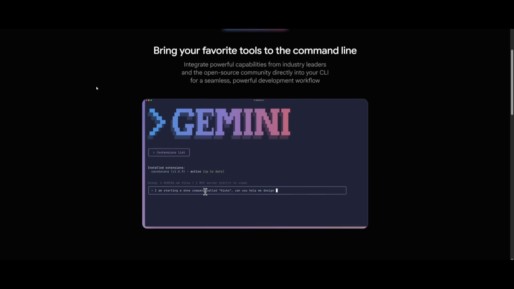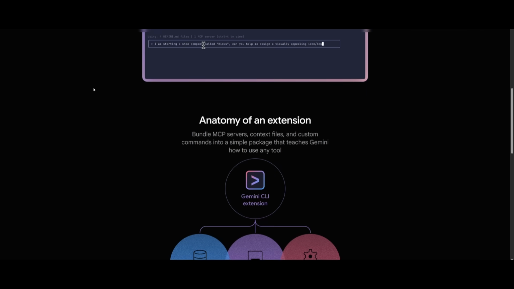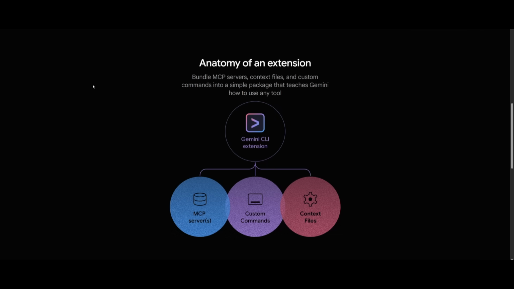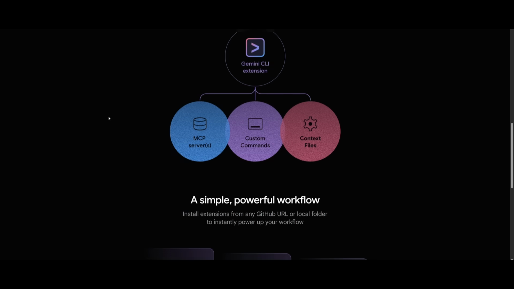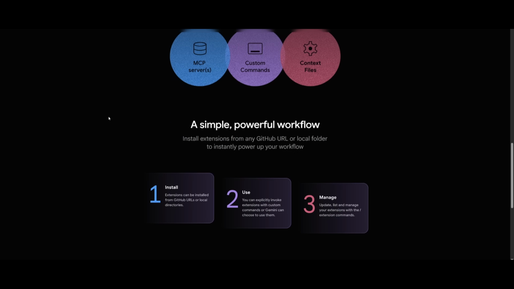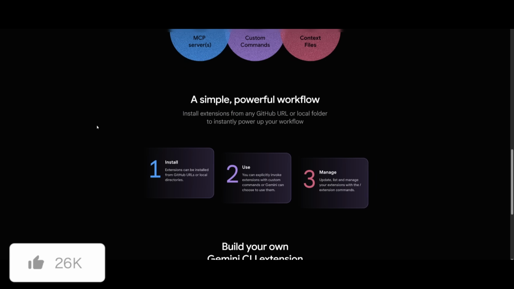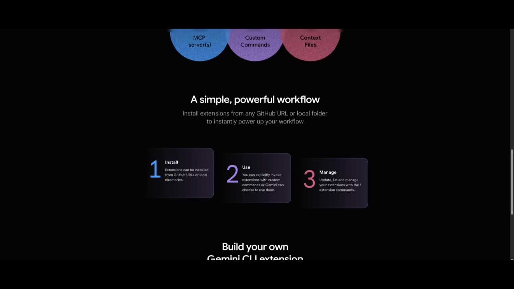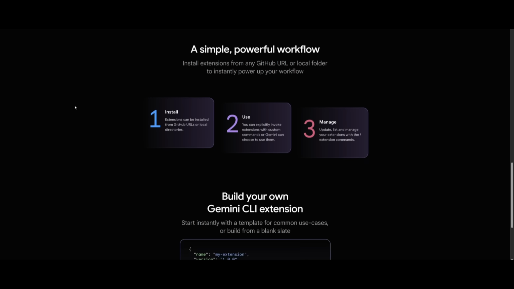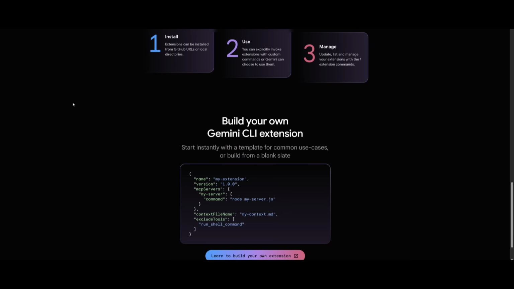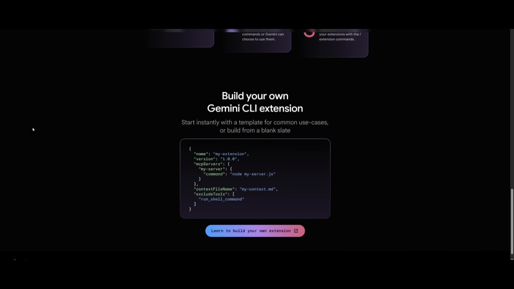At its core, the architecture of the Gemini CLI extension is designed for simplicity and power. Each extension bundles together MCPs, context files, as well as custom commands into a lightweight package that teaches Gemini how to use any tool, from local scripts to external APIs. The workflow is pretty incredible and super straightforward. You can install extensions directly from any GitHub URL or local folder. You can use extensions instantly to supercharge the CLI experience, and you can even manage extensions effortlessly, keeping your setup clean and flexible.